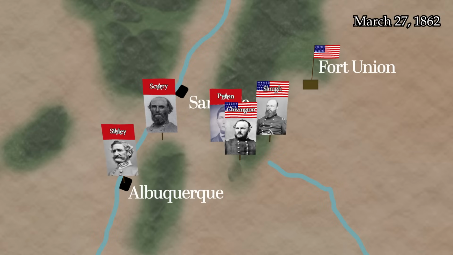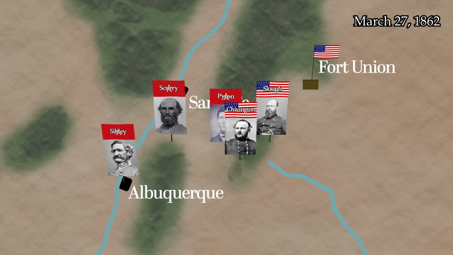The next day, March 27th, is largely spent gathering more forces for a larger fight set for the following day. Colonel Slough prepares for his own advance down the Santa Fe Trail by organizing his troops into two units. The mounted troops, 5 companies of the 1st Colorado, and the 2 batteries of artillery, about 800 troops in all, form the main column under Slough's direct control.